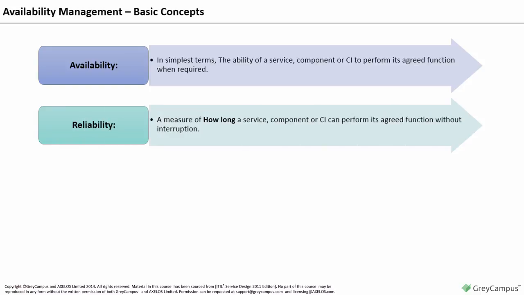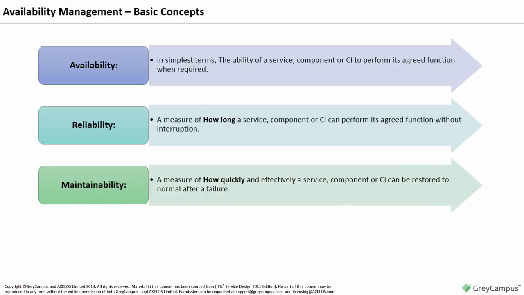Reliability. A measure of how long a service, component or CI can perform its agreed function without interruption. When we understood availability, the question comes, how long will the service be available for? This can be answered by reliability. Maintainability. A measure of how quickly and effectively a service, component or CI can be restored to normal after a failure. The emphasis is on how soon or how quickly the services can be back to BAU.